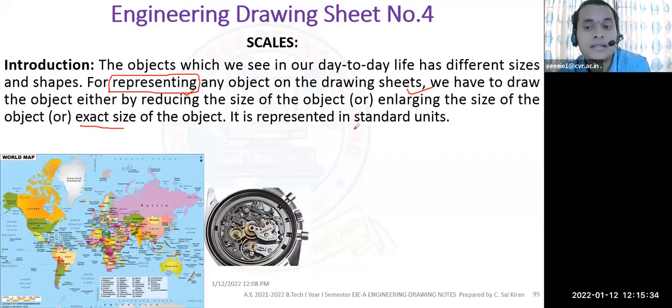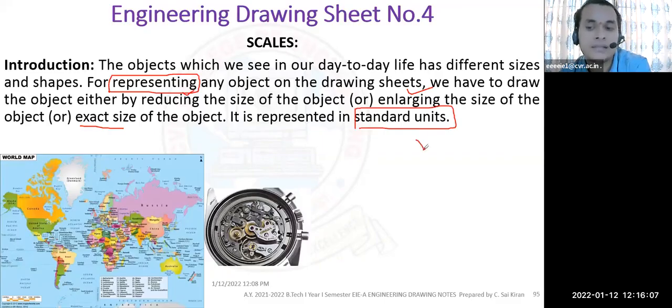It has to be represented in standard units. Suppose I take 1 kilometer and I'm taking the standard unit as meter. Then I have to convert in terms of meters only. I cannot convert meters into feet or inches, because meter is a metric unit and feet and inches are British units, what we call imperial units. That's the reason we don't compare them. We have to take the standard unit.